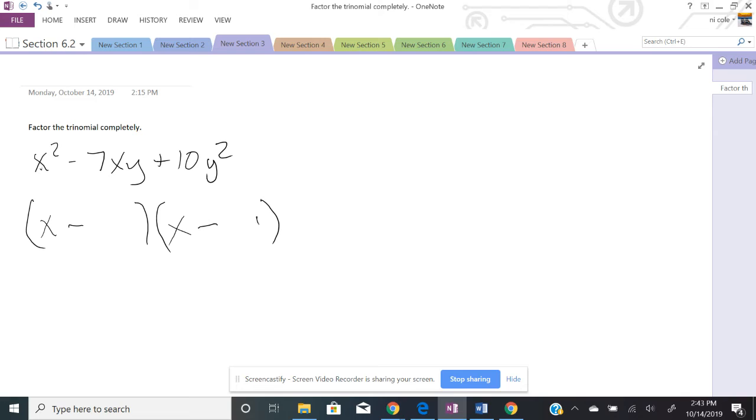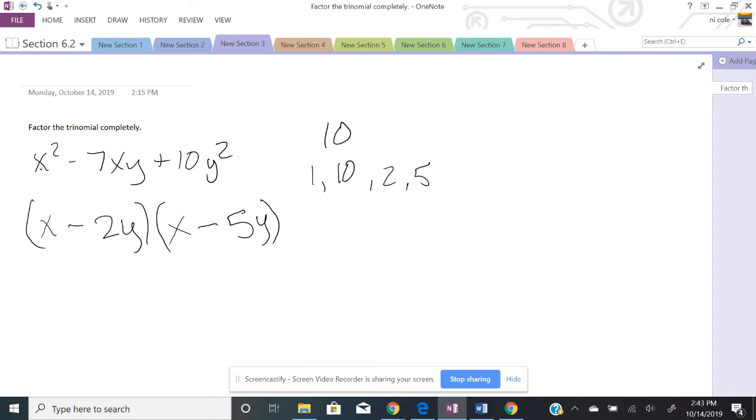Well, it's y and y. But I don't just have y squared back there. I also have a 10. So how do I make 10? It's either 1 and 10 or 2 and 5. Okay, and I'm going to try 2 and 5 because they're closer together.